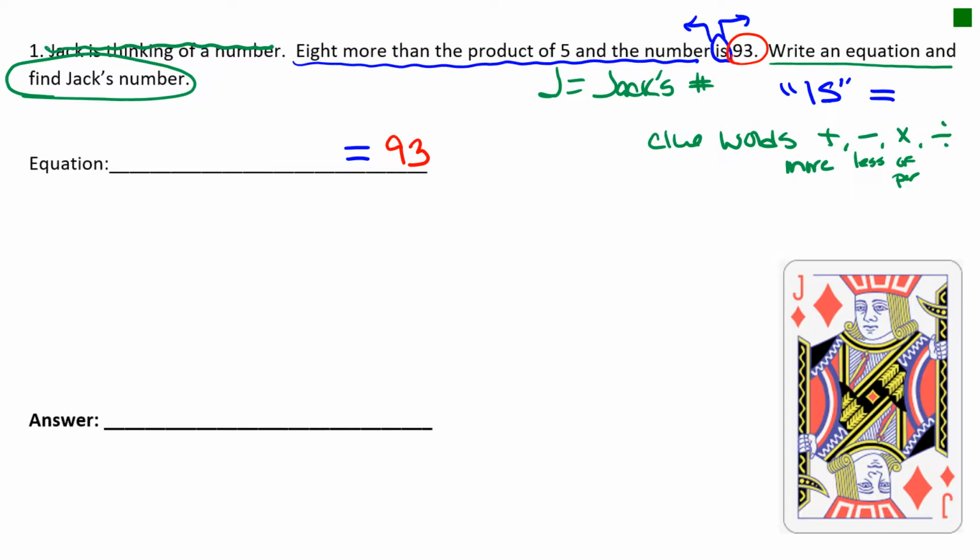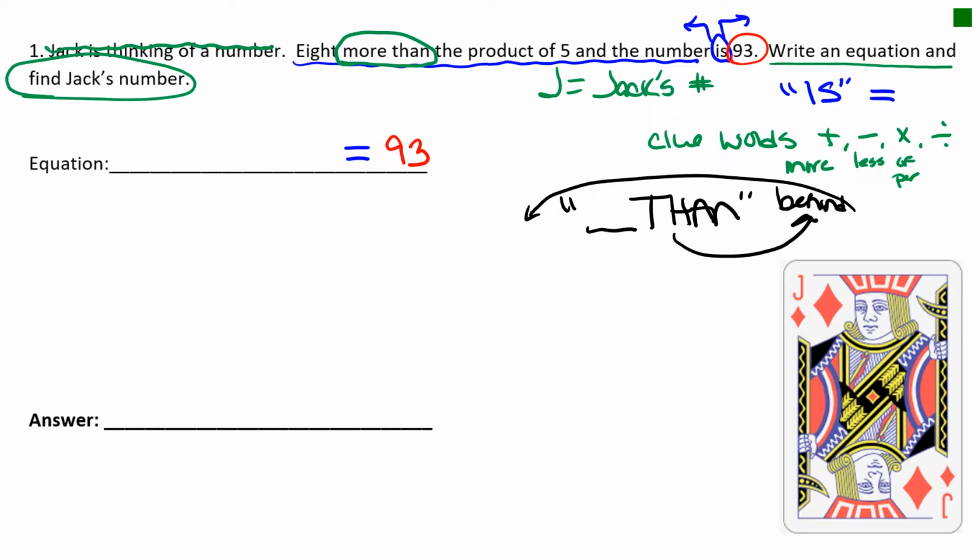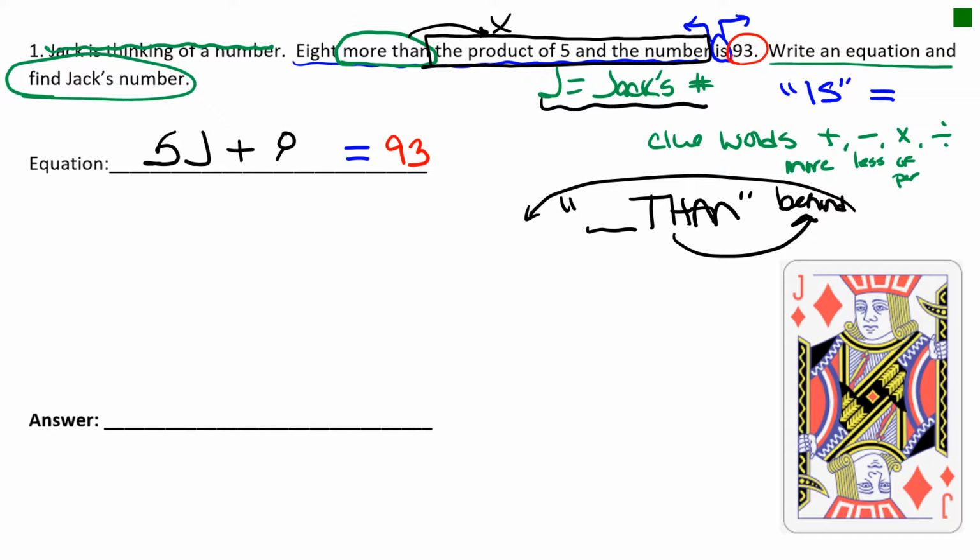All right, so what am I looking for right here? I see more than. Now, here's the deal. More, if it comes with a than, so I'm going to write this in black because this is huge. Write this. I'm writing it huge. The word than, if you see blank than, that means start behind the word than and then move to the front. So as soon as I see more with than, I'm going back here. I need to write an expression for the product of 5 and the number. Product is multiplication. So I want to multiply 5 and a number. So that's 5J. Remember I said J was Jack's number. More means plus. And how much more do I want? 8.